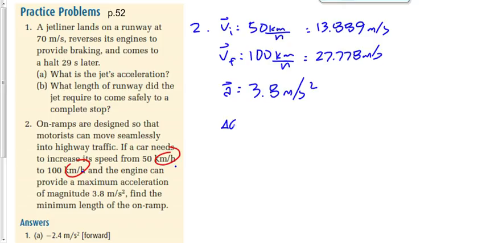We want to find the displacement. Now, understand what we're doing here, guys. This on-ramp can be longer than the displacement we calculated, but it must be at least this long. We calculate displacement based on these givens. That's how far it takes the car to accelerate to 100 kilometers per hour. You want to make the on-ramp longer? That's fine, but make it at least this long.